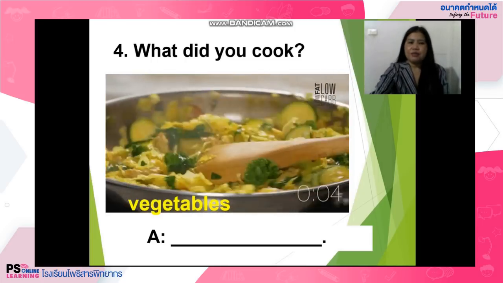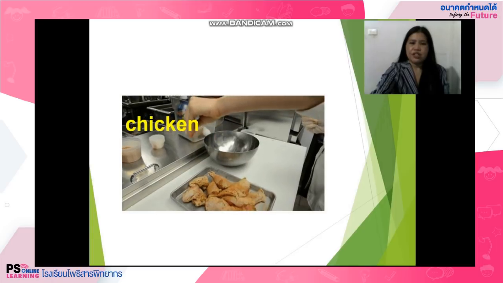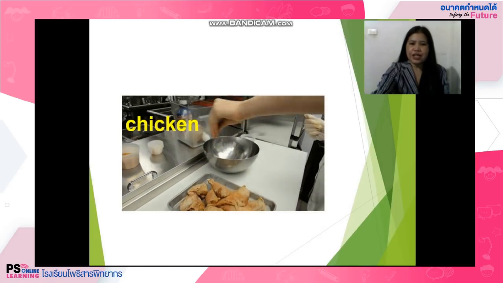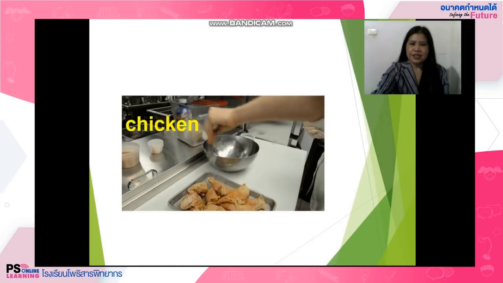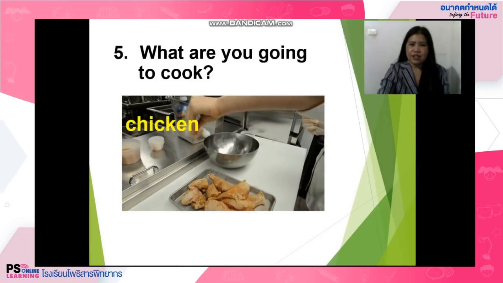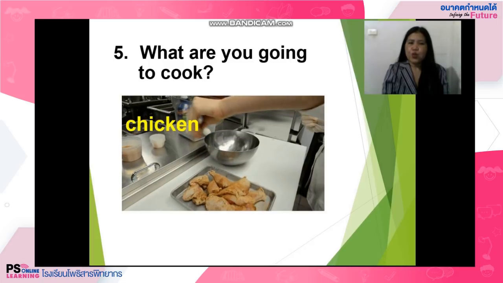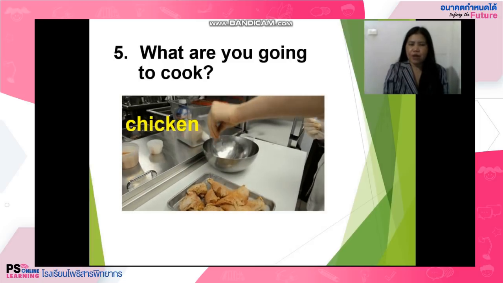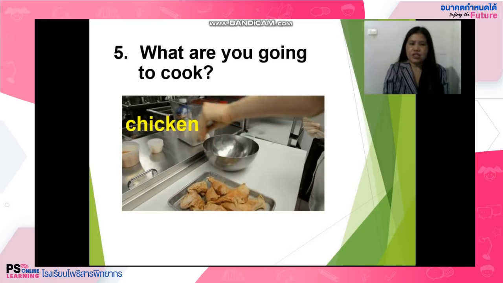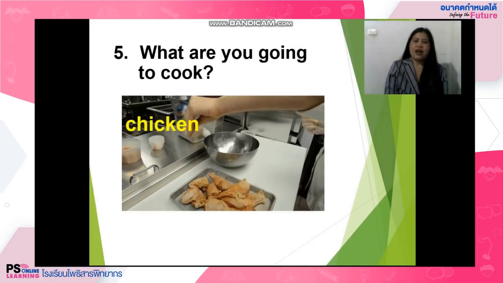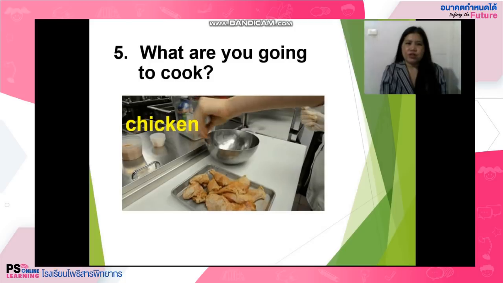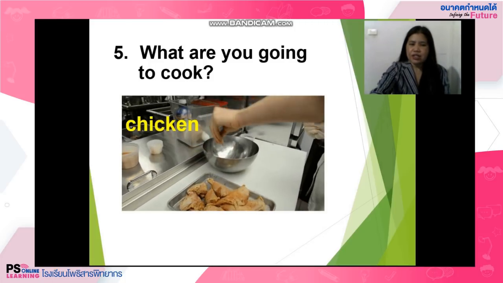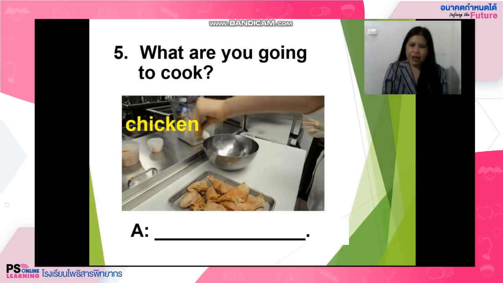All right? Number 5. Chicken. Look at this. What do you think? Okay? So the question is, what are you going to cook? Because this one is still being prepared. What do you think? That's chicken. How do you think the chicken will be cooked? So the question is, what are you going to cook? Write your answer.